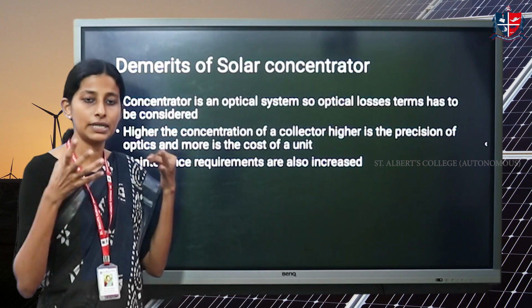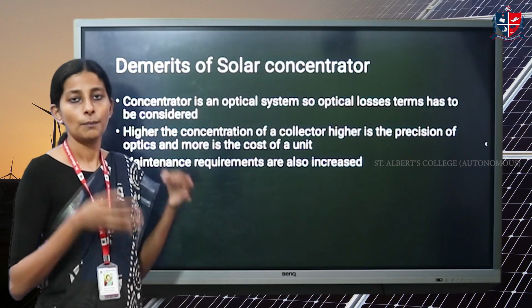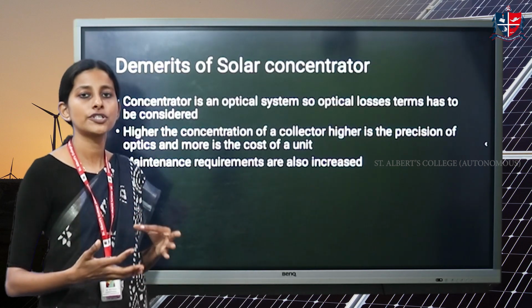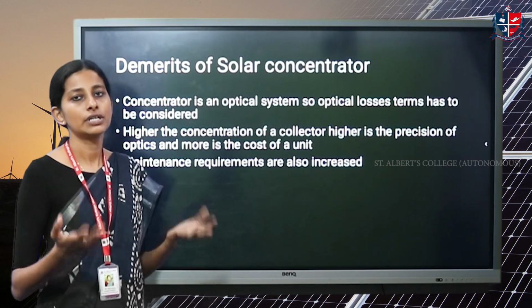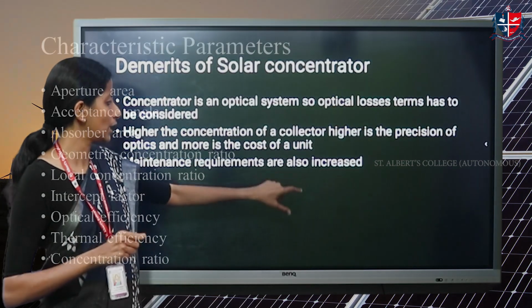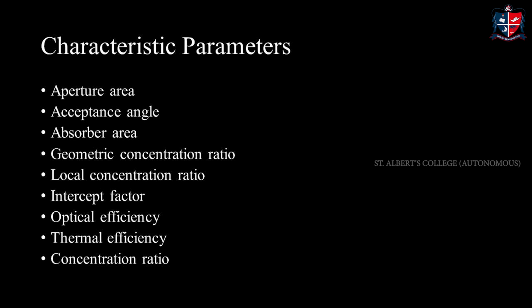A lot of money has to be spent on a concentrator, but definitely it comes with its own advantage of much higher efficiency, much higher solar intensity, and definitely a higher concentration ratio. Okay, so these are the advantages and disadvantages.